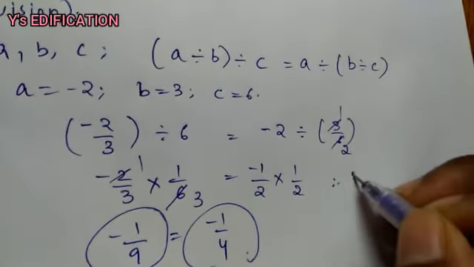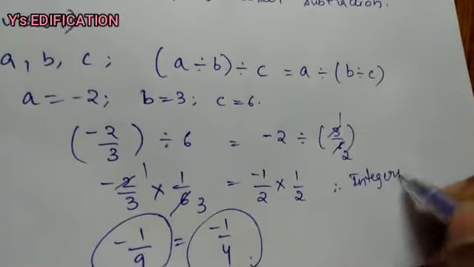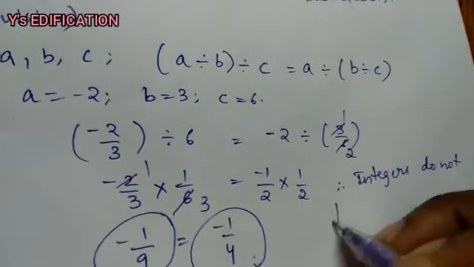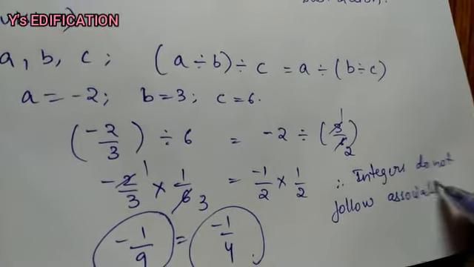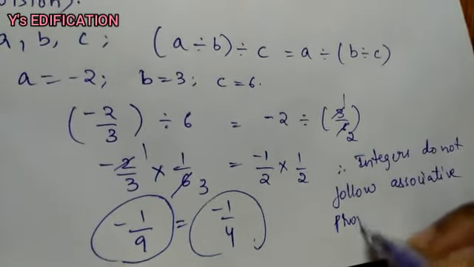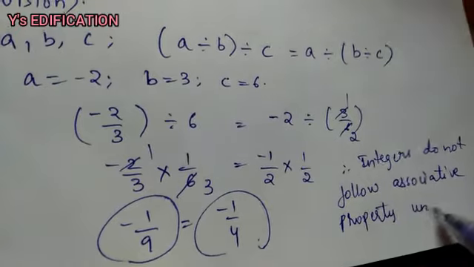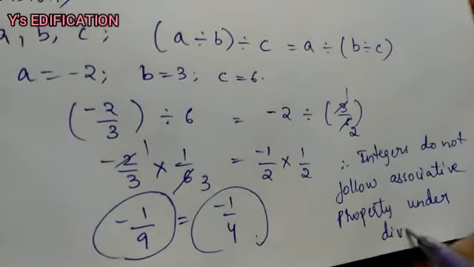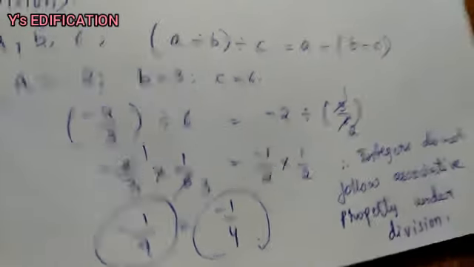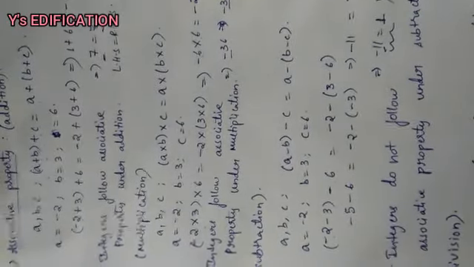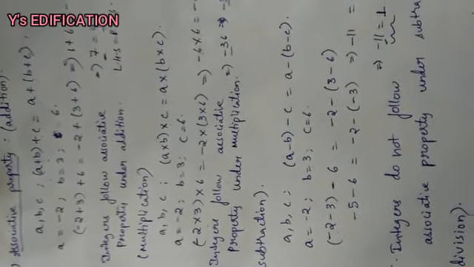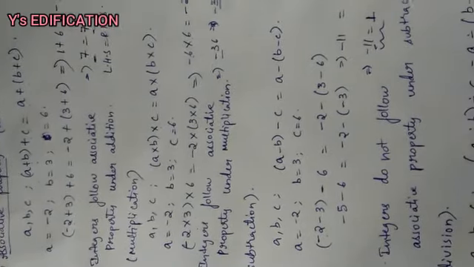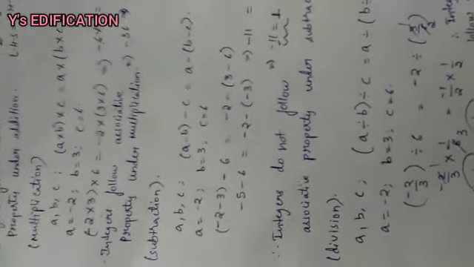So we can say that integers do not follow associative property under division. Okay, and this is all about the associative property. Integers follow associative property under addition and multiplication, but coming to subtraction and division, they do not follow associative property.